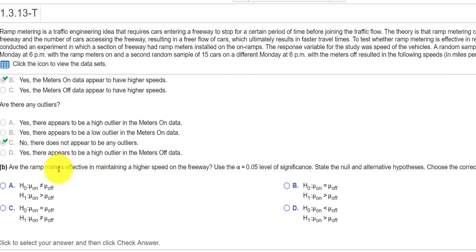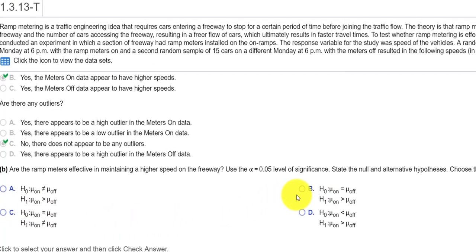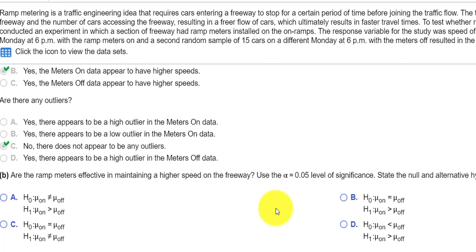And then it says, all right, are the meters effective in maintaining a higher speed? So again, on versus off would be equal. That's my null hypothesis. So choice C or B would be my null hypothesis, right? Does the speed on equal the speed off? Or are they different?